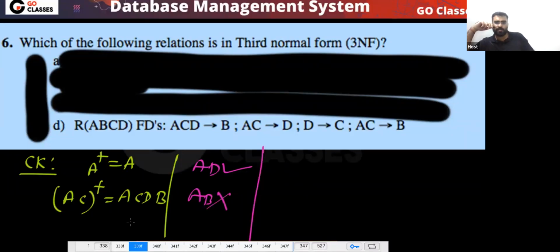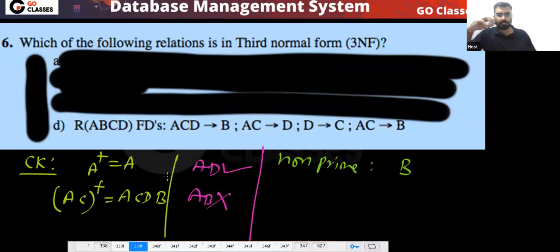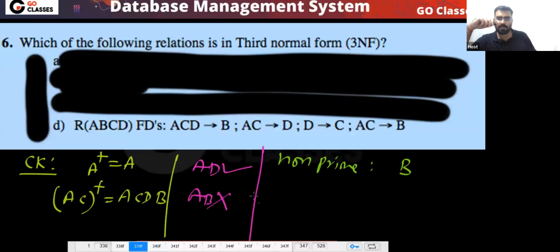So what is the non-prime attribute? Non-prime attribute is C. Sorry, B. Non-prime attribute is B. Is there any problem here? What about 2NF? So let's check 2NF. So this is your non-prime attribute.